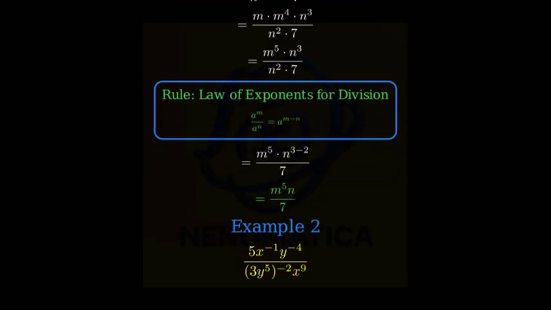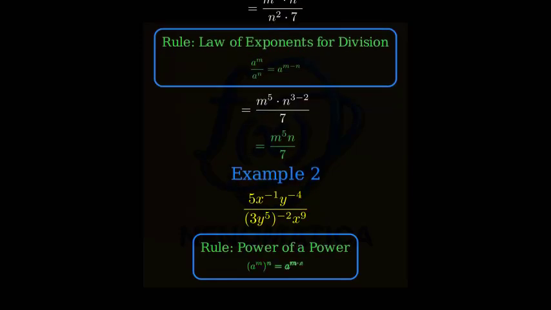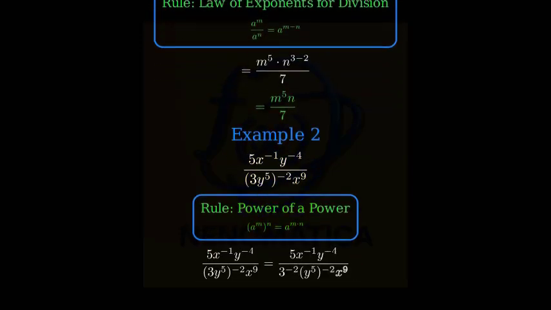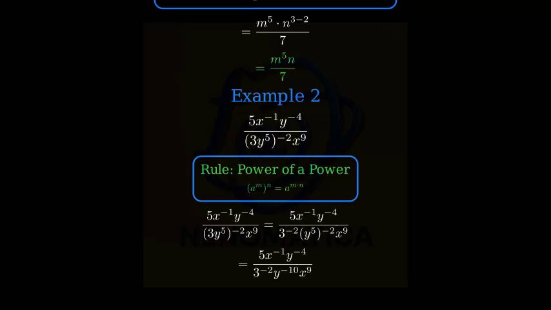We need to simplify the expression 5 times x to the power of negative 1 times y to the power of negative 4, divided by the quantity 3y to the power of 5, to the power of negative 2, times x to the power of 9. First, let's deal with the power of a power in the denominator.